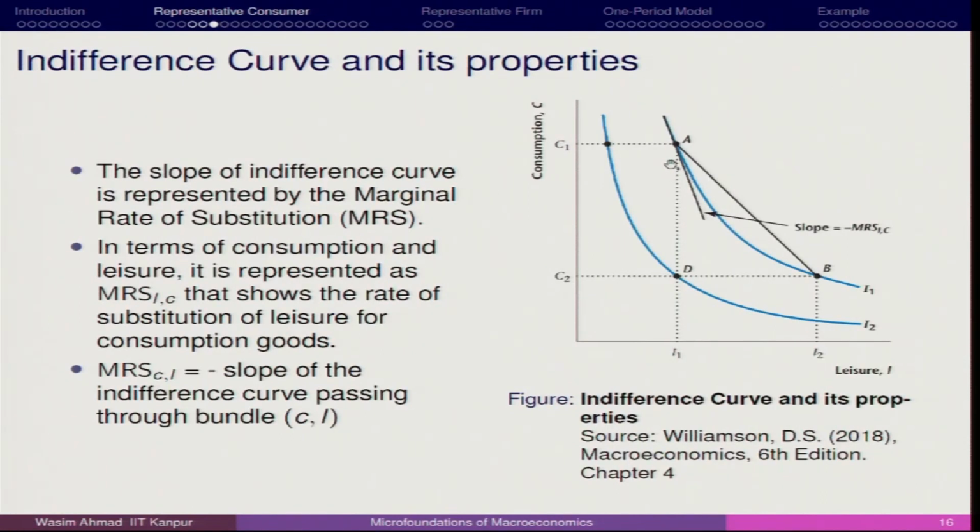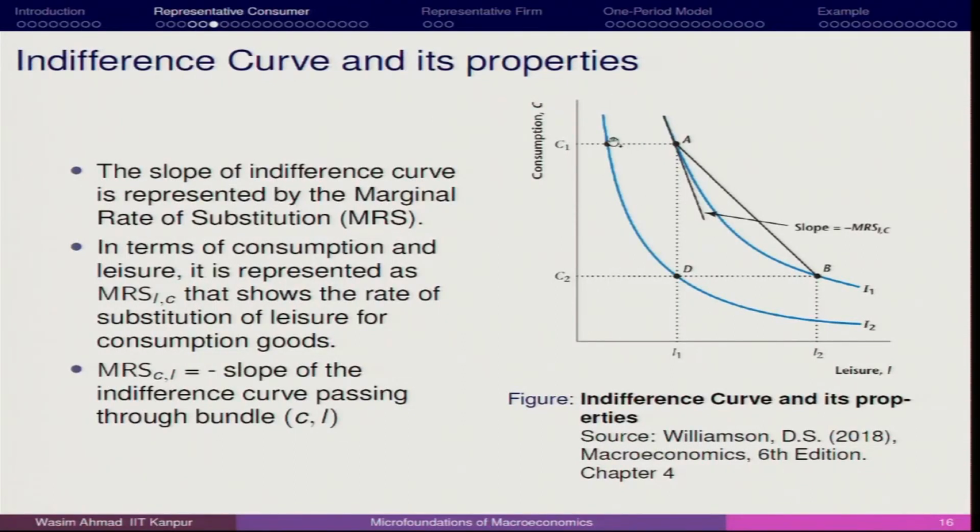Now, we will be talking about the representative consumer. We also define that this representative consumer has the marginal rate of substitution, or we also work out the slope, and we know that the slope of the indifference curve is nothing but the marginal rate of substitution. Since it is downward sloping, it has the minus sign because you are simply forgoing something to get something better. So, in terms of consumption and leisure that we are assuming in this model, it is represented as MRS L,C, that is L comma C, and it shows the rate of substitution between leisure and consumption goods.